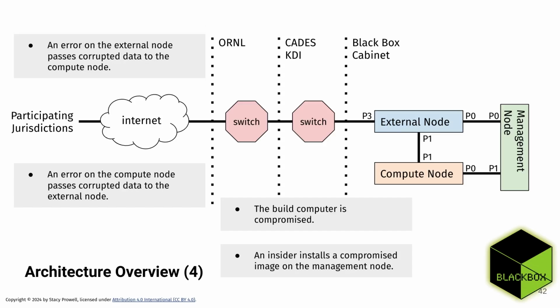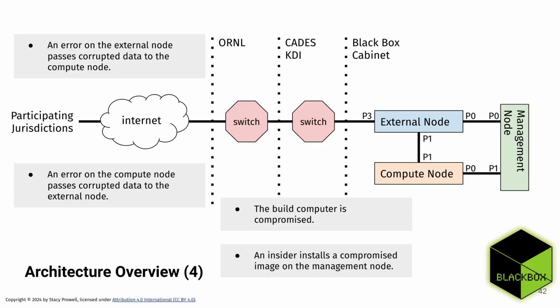An error on the external node passes corrupted data to the compute node. Again, the compute node checks the data as well, so it would throw it away at that point. An error on the compute node passes corrupted data to the external node. It checks it again, and the client checks it. So either one of those would throw it away.